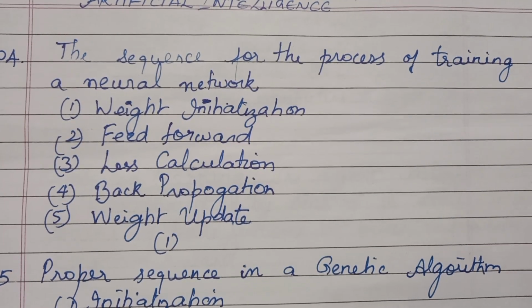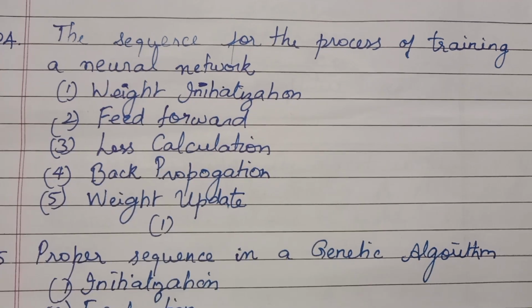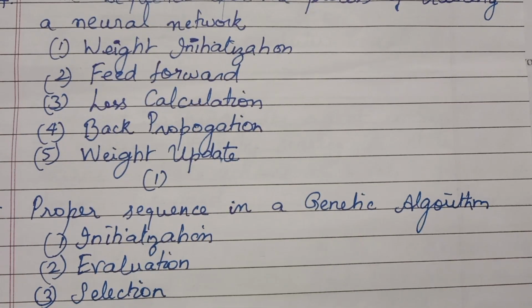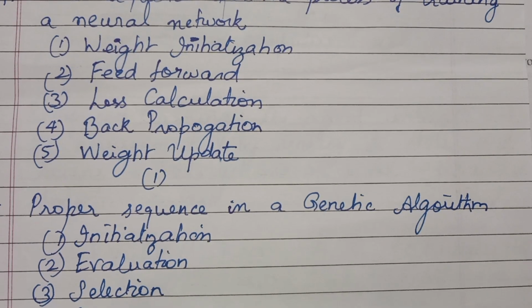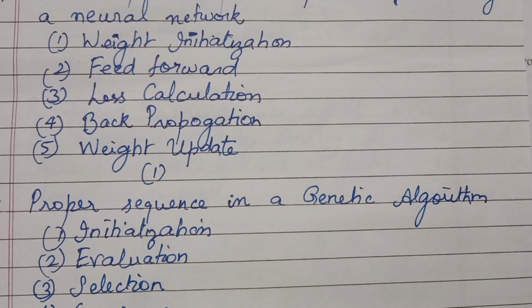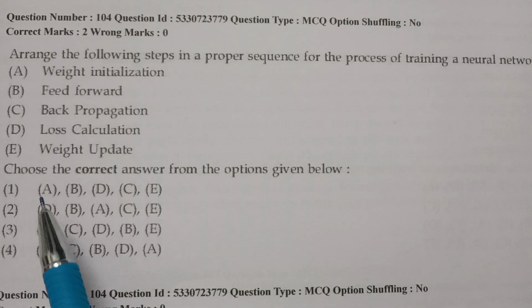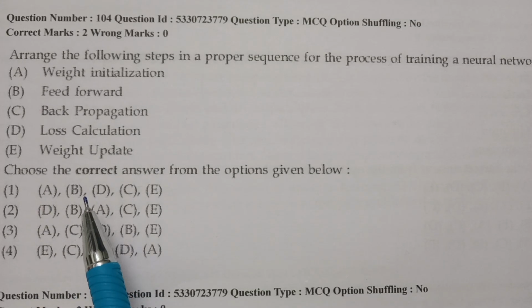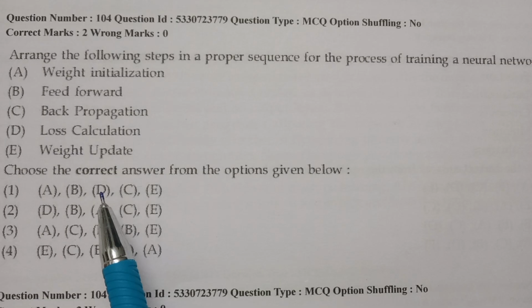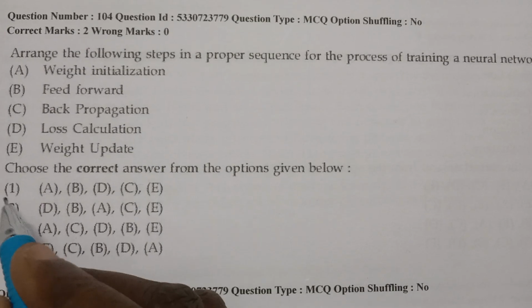So the sequence of the process for training a neural network is: first the weight is initialized. Next feed forward occurs. Next the loss is calculated. Next back propagation, and then finally the weight is updated. So these are the steps. The first is weight initialization, that is A. Then B, that is feed forward. D, loss calculation. C, back propagation, and then E, weight update. So the correct option is option number 1.